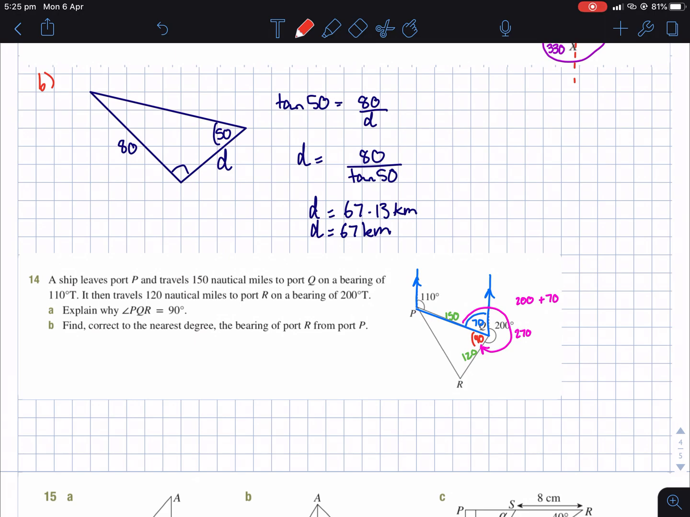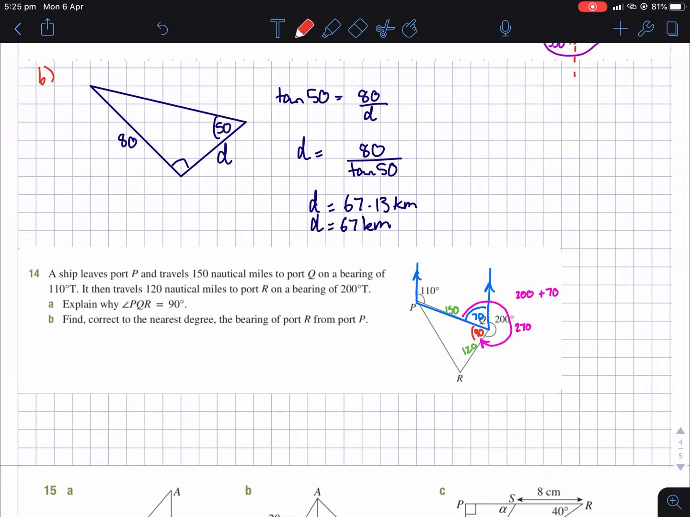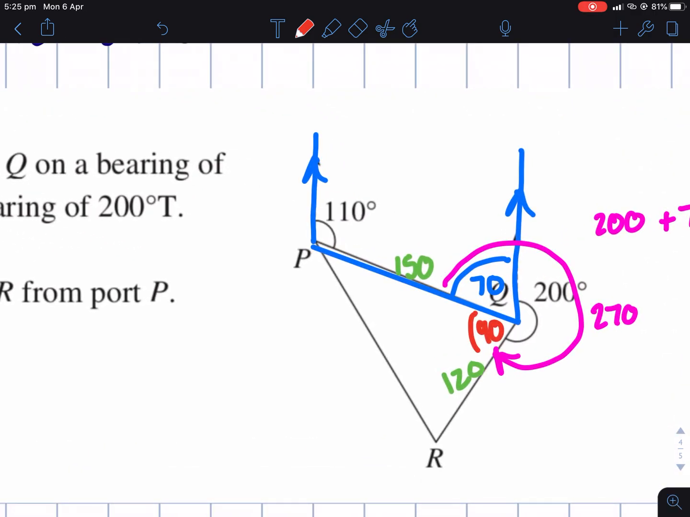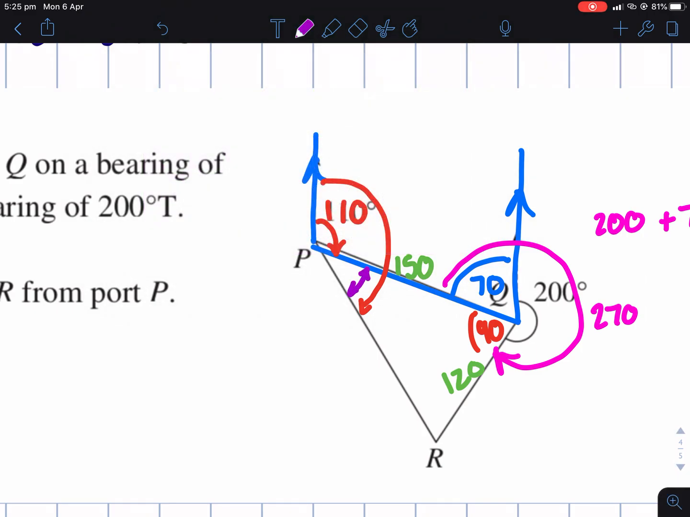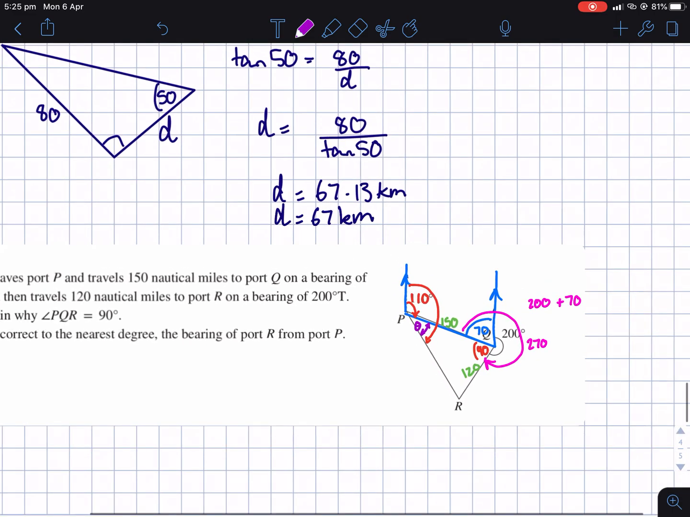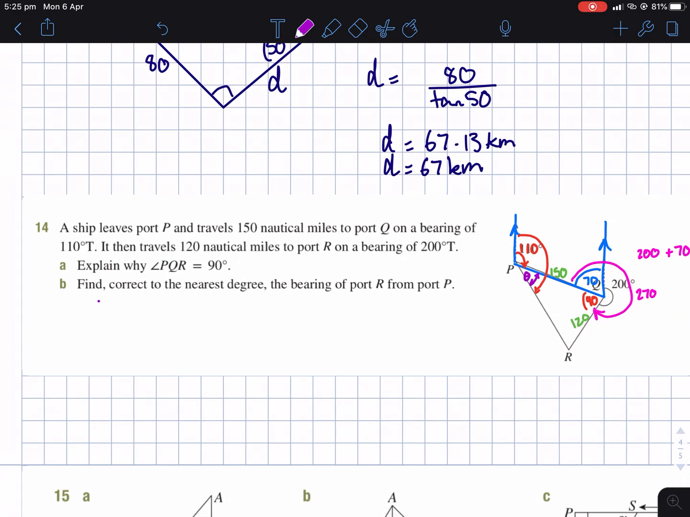Okay, now part B: find, to the nearest degree, the bearing of port R from port P. So what we're now trying to find is this whole angle down here. We know this bit of it, that's 110. We just need to find out this bit of it. I'm going to call this theta, and I'm going to draw our triangle again, but smaller. So this is P, Q, R. This is 90, this is 150, this is 120, and this is theta.